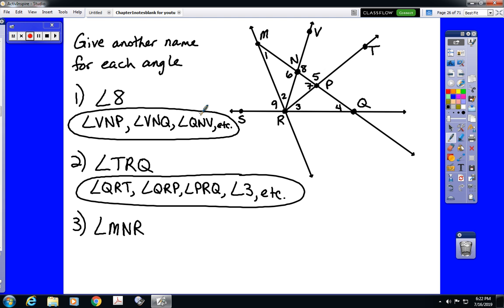So pause the video, try the last one on your own. There are a couple of answers that you could give there, but only a couple. Only 2 other answers you could give for that one. Okay, hopefully you pause the video and try it on your own. Those possibilities are reversing the name, so angle RNM, or you could use the numeric shortcut. That angle is angle 6. That does it for the second video in this series.